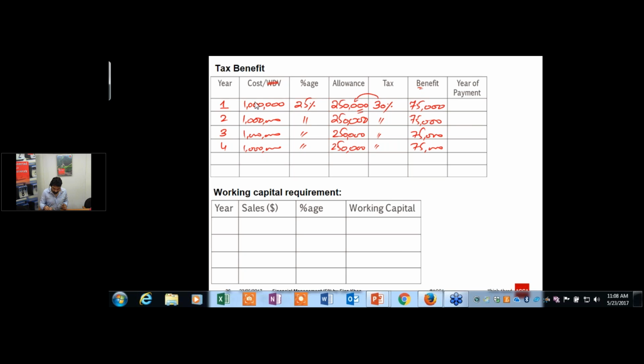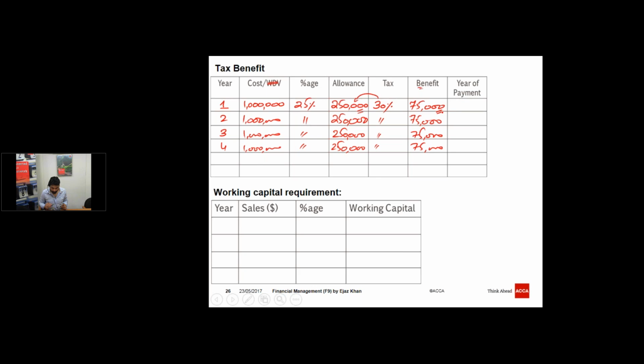Now, this column is also very important. This tells you in which year we will show this tax benefit. Since we have to pay tax in the same year in which the profits are occurring, it will start from year 1, 2, 3, and 4. Had the tax been paid in arrears, this would have started from year 2, 3, 4, and 5. So it's not the case in this question.